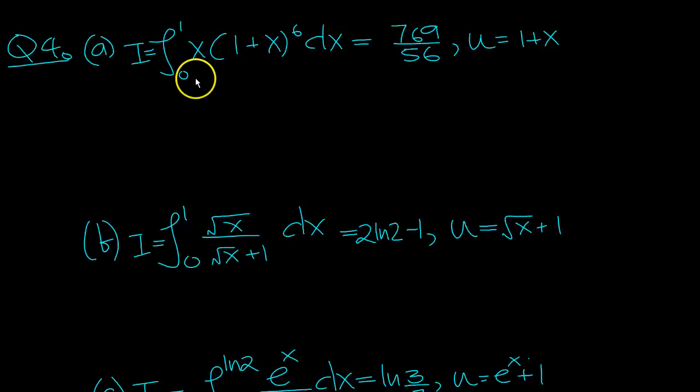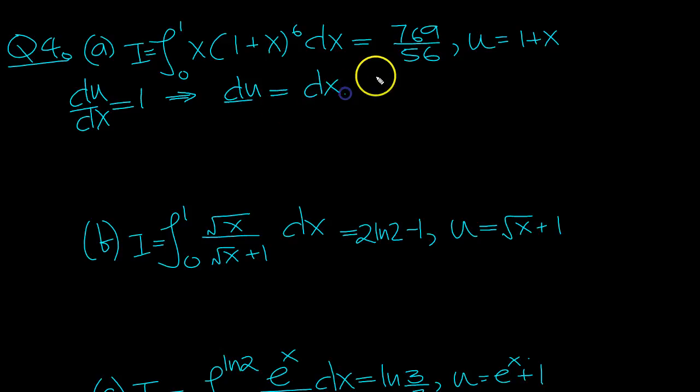Right, let's have a look at these then. I've written them all out. It tells you what the substitution to make is, so that's already decided for us then. So let's get du/dx to make the substitution. Differentiate this, we get 1. So du is equal to dx, isn't it?